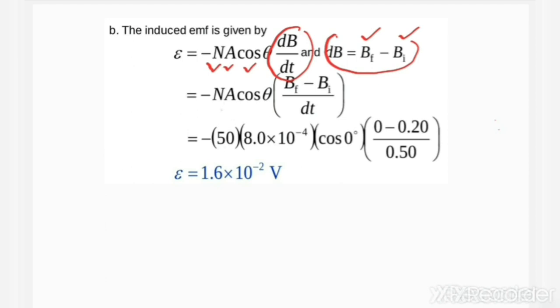By substituting the values, the number of turns is 50, the cross-sectional area is 8 times 10 to the power of negative 4, and theta for this case is 0 degrees. The final B is 0. The initial B is 0.20. And the time taken to reduce from 0.20 to 0 Tesla is 0.5 seconds. So the induced EMF is actually 1.6 times 10 to the power of negative 2 volts.